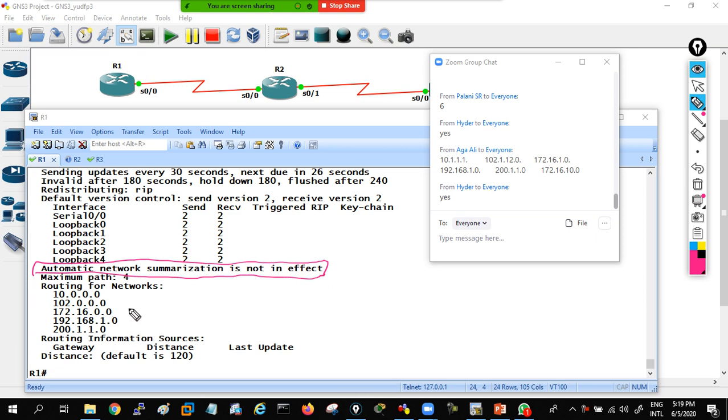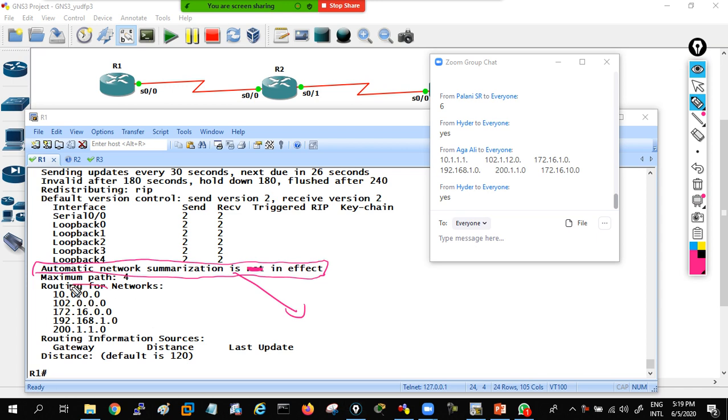Whenever you type show ip protocols, did you notice? This is very nice information. Can you read it, everybody? Automatic network summarization is not in effect. In case you don't type no auto summary, it will tell you that it is in effect. By default, it's in effect. Whenever you type no auto summary, then it will show like this. Are you clear, guys?